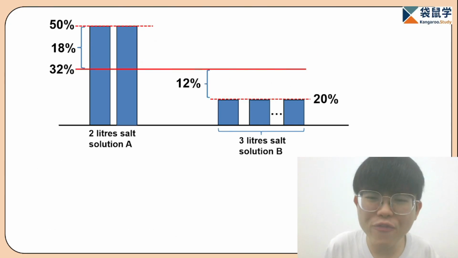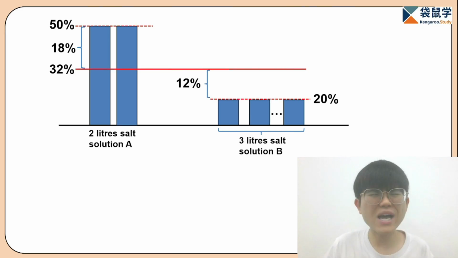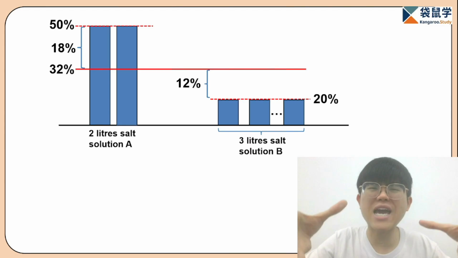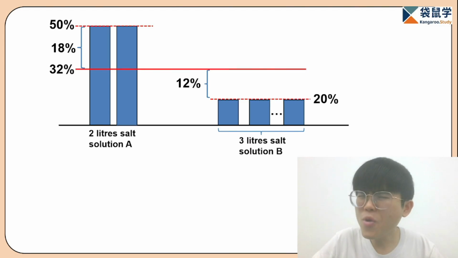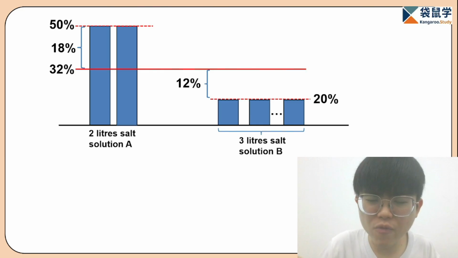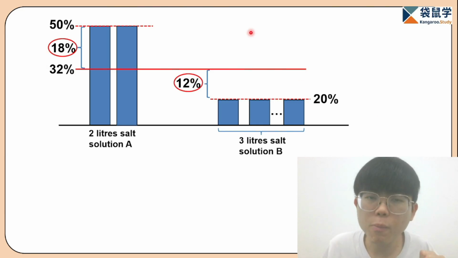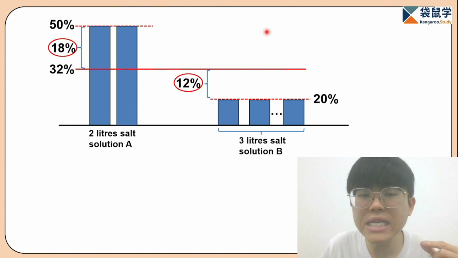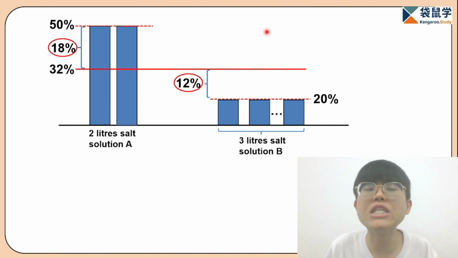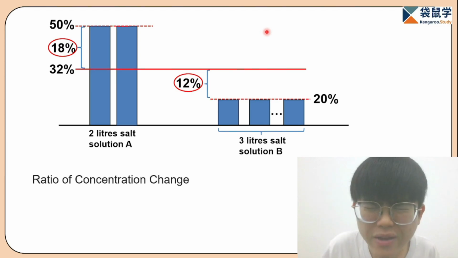Alright everyone, now that we have found that, it is 3 liters of the salt solution B. But every time when we solve a concentration problem, we don't have to draw this kind of bar chart, right? So we have come up with another method. Now everyone, let's observe what we have here. We have 18%, we have 12% right here. We said that this is the percentage of the changes, or the concentration change in the salt solution, right?